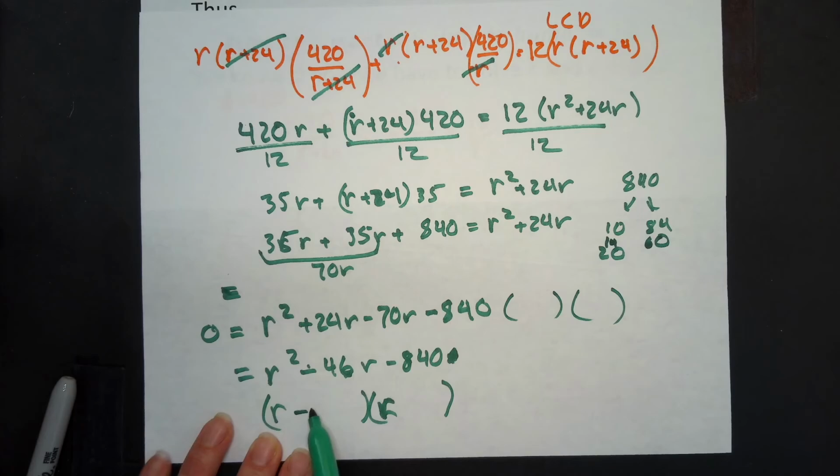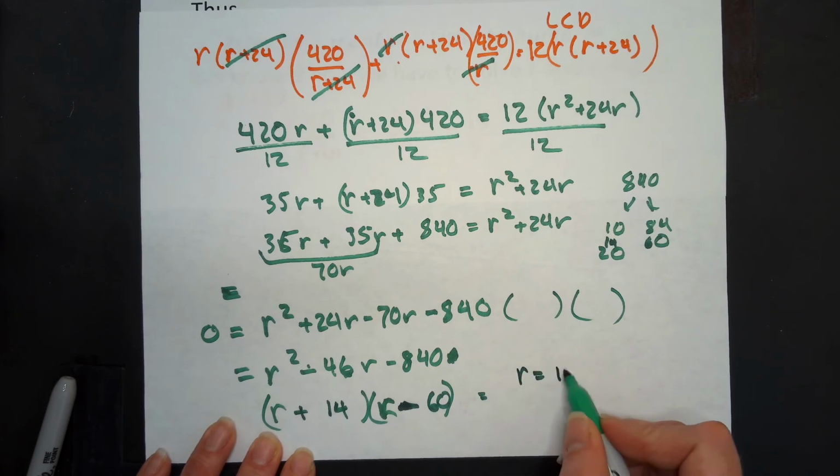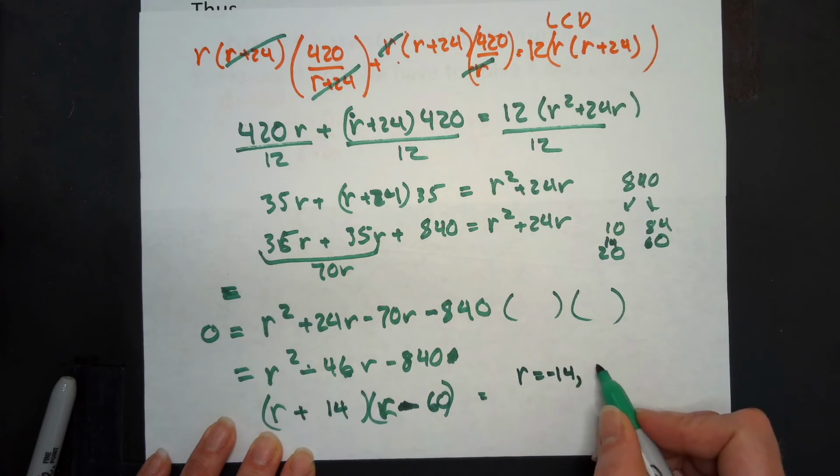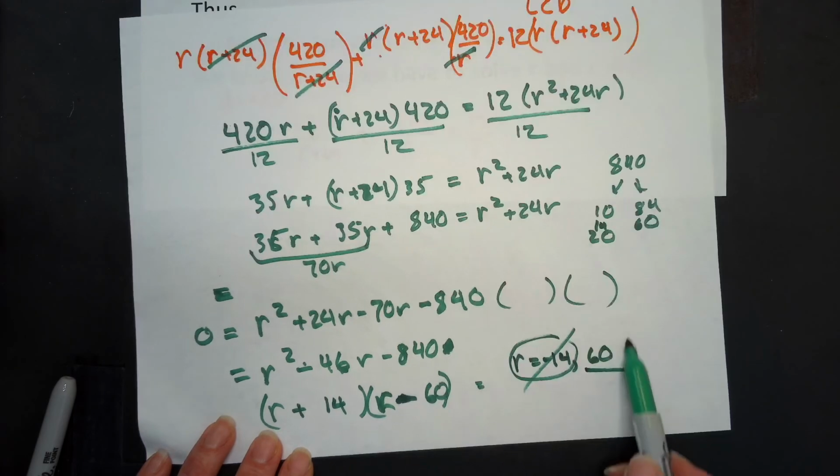So I'm going to have r, and then I'm going to have plus 14 because I want the number to be negative, and r minus 60. And so that means r equals negative 14, or r equals 60. 60 seems like a pretty good hop speed. So you're not going to go negative because that doesn't make sense. So that's out. So you're only going to want the positive answer.